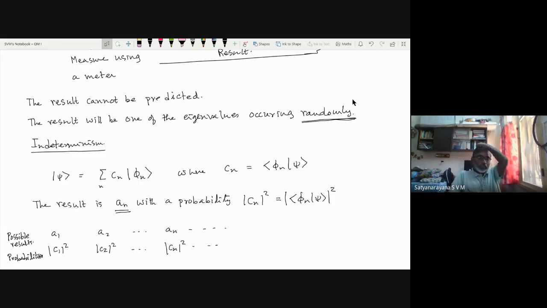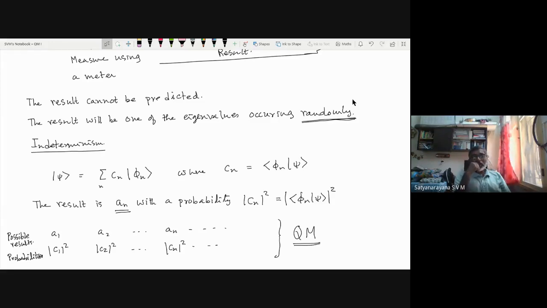Probabilities of possible results. Okay, so this is precisely what quantum mechanics gives. We work with quantum mechanics only in terms of finding the probabilities. We do not know what is going to be the result. Okay? We only know that the result will be this one, this one.